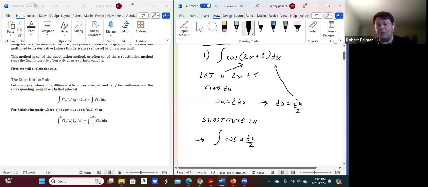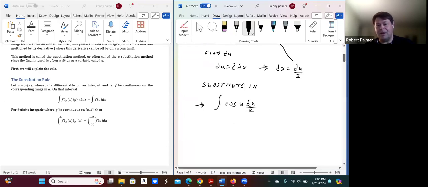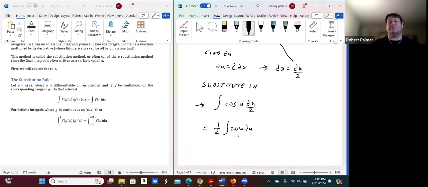Now, one more thing. Let's do something to make this look a little bit better. This is the same as 1/2. Let's pull that out front. Remember, we can do that with a constant. Since this over 2 is the same thing as 1/2 out front, this is going to become 1/2 the cosine of u du.